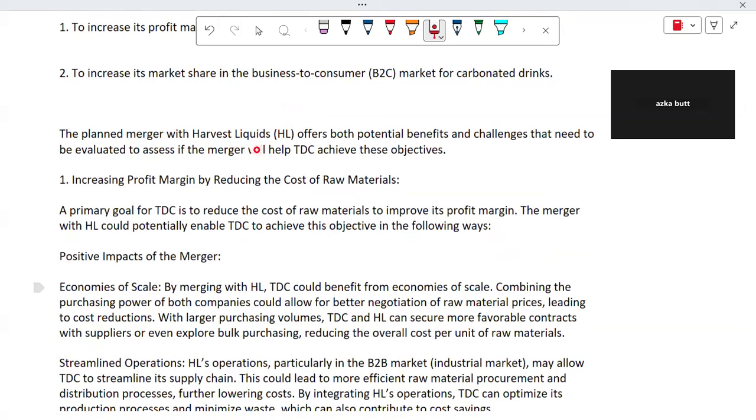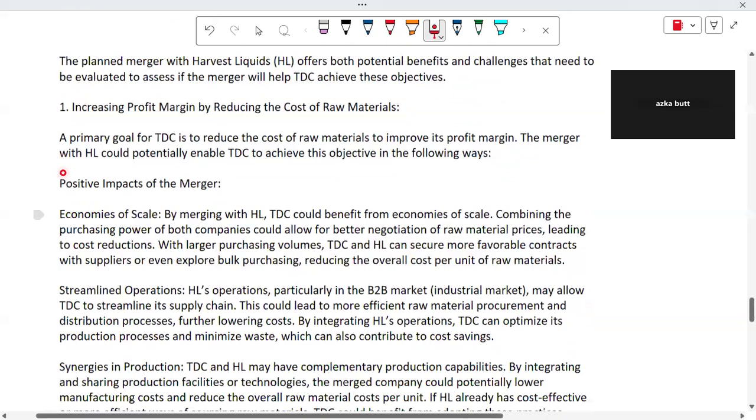The planned merger with Harvest Liquids offers both potential benefits and challenges that need to be evaluated to assess if the merger will help TDC achieve these objectives. So the first objective is that they want to increase profit margins by reducing the cost of raw materials. The primary goal for TDC is to reduce the cost of material to improve the profit margin, and a merger with HL could potentially enable TDC to achieve this objective in the following way.